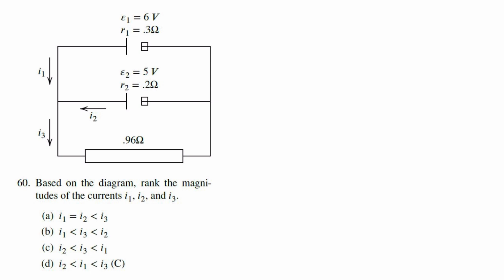60 is ranking the magnitudes of currents. So basically looking at this diagram, we should immediately know that I3 is going to have the biggest current just from the junction rule, because we have I1 and I2 both coming in and adding together to become I3. So I3, of course, has to be the biggest. So that eliminates B and C right off the bat.